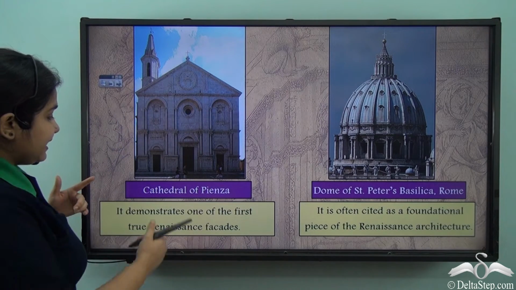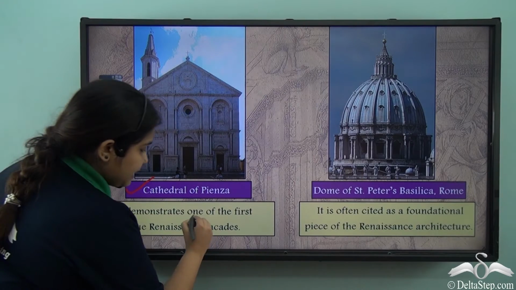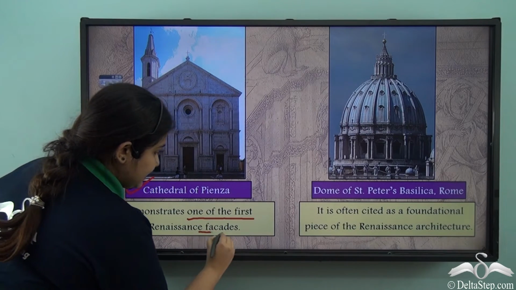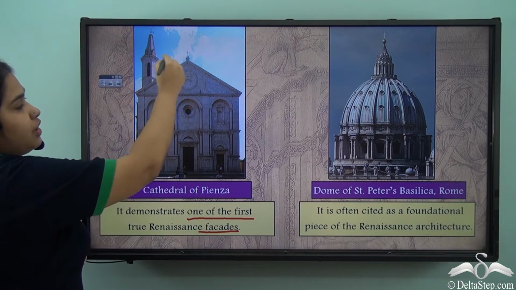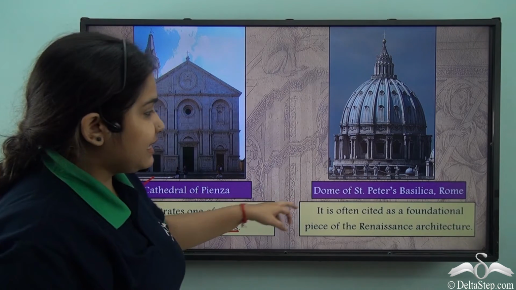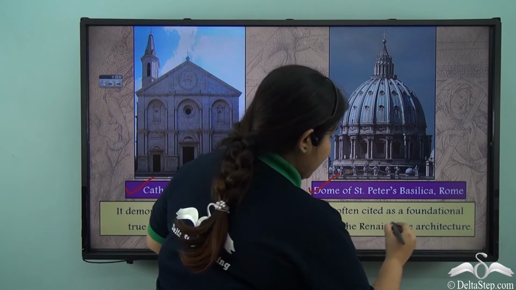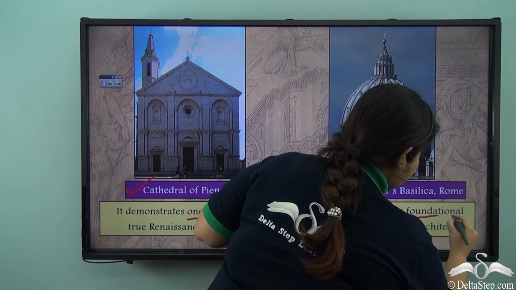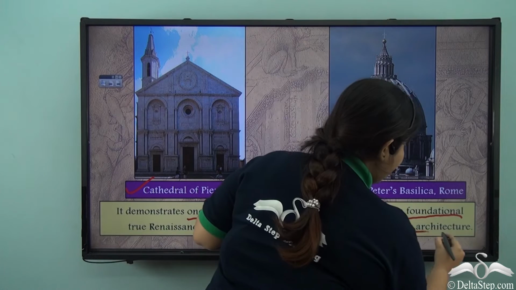As we can see, the Cathedral of Pienza demonstrates one of the first facades. So it is a sort of roof that is structured in a chapel. And here we have the St. Peter's Basilica, which is the foundational piece of Renaissance architecture.